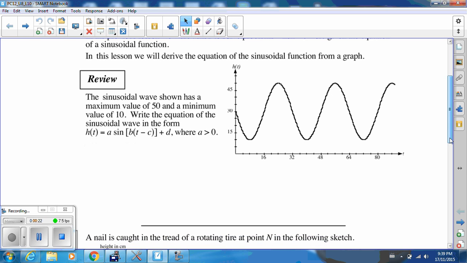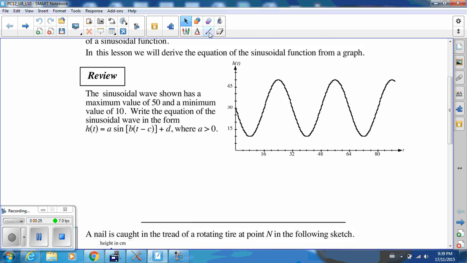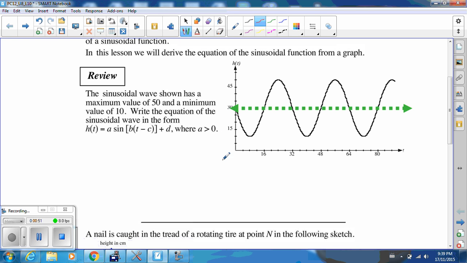First thing I always want to do is identify my midline, because everything else happens relative to my midline. So my midline is going to be right here at, looks like 30 if I'm going from 50 to 10. And again, what I could do is go, well, it's max plus my min divided by 2. My max is 50, my min is 10. So max plus min divided by 2 is still going to give me that same value. Or I could also just eyeball it and look at where the max is. So this is my d value. So that's 30 right here.